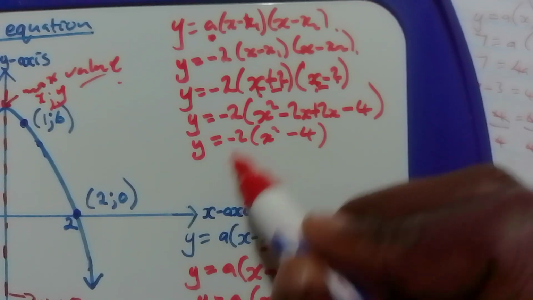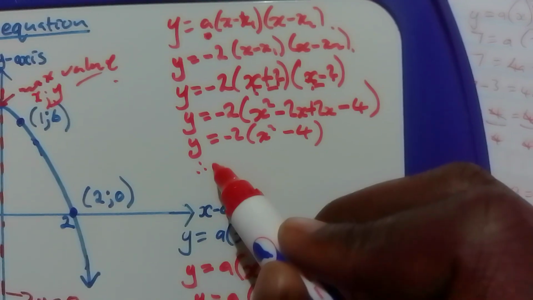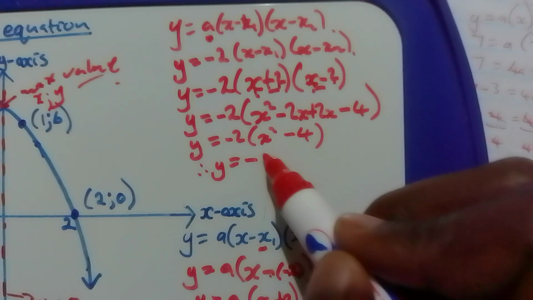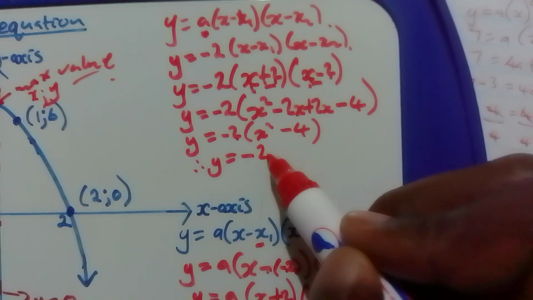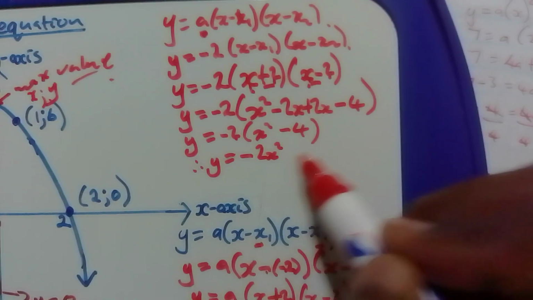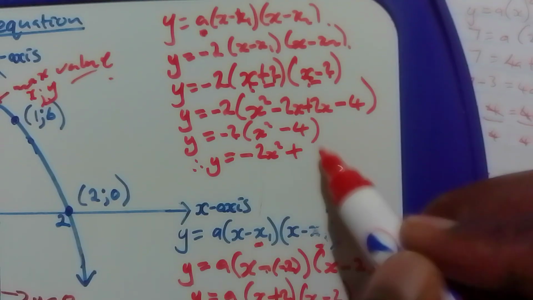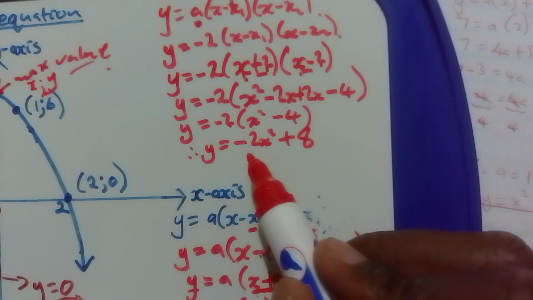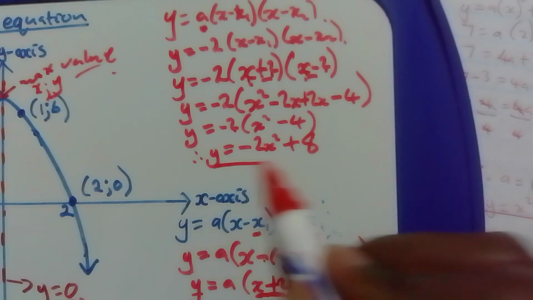Now we multiply with this one. Now we say therefore y is equals to negative times positive, it's a negative. 2 times x squared, it's 2x squared. Negative times negative, that's a positive. And 2 times 4 is equals to 8. So our final answer is equals to y is minus 2x squared plus 8.